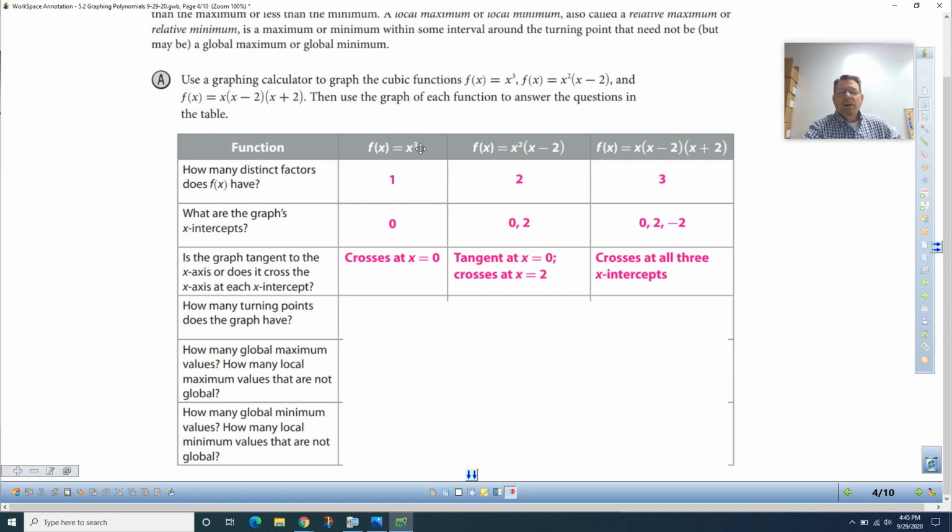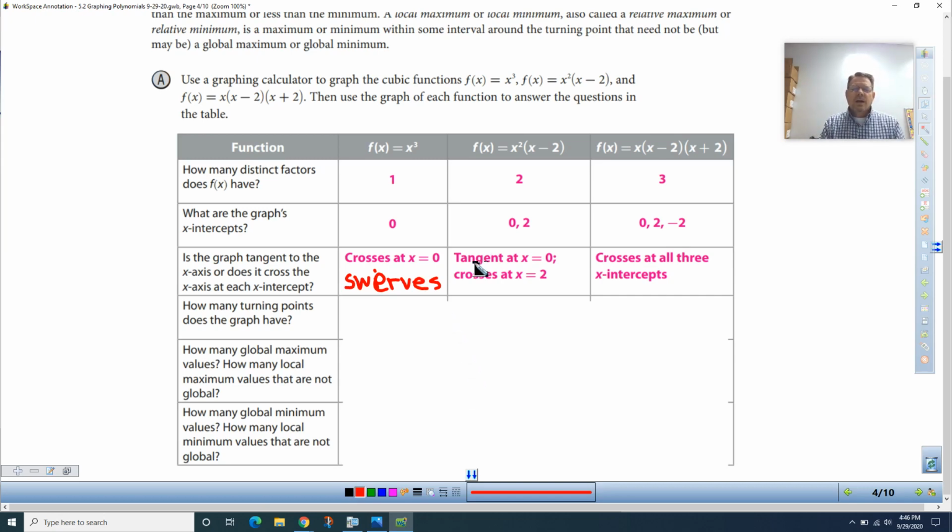Well, this is just the parent function, x cubed, right? So it's going to cross the x-axis, but does it just cross straight through? No, it does it in a much fancier way than that. So I'm going to add something here. Not only does it cross right there, it swerves. It's going to swerve as it crosses. All right, that's the parent function.